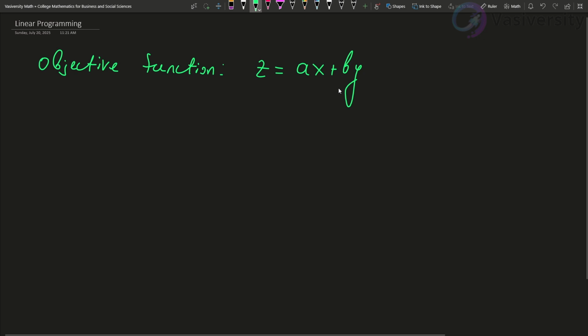A lot of times people use Excel. Excel is really great to do the objective functions and to do linear programming to maximize or minimize some values. That's why Excel is a very popular tool to use.